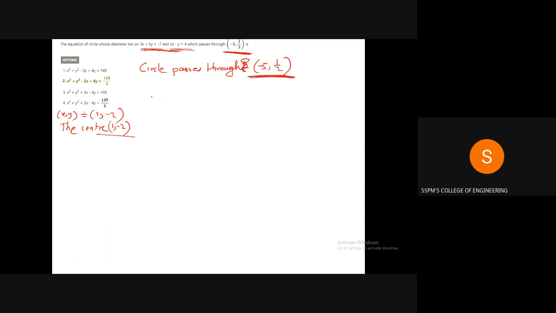So therefore we have r square is equal to what? 1 plus 5 square. So suppose this is your circle. This is your center. What is the center? Center is 1 comma minus 2. And suppose this is the point which the circle passes through, that is minus 5 comma half. So the distance between them is equal to r. So r square by distance formula. We have to use the distance formula.